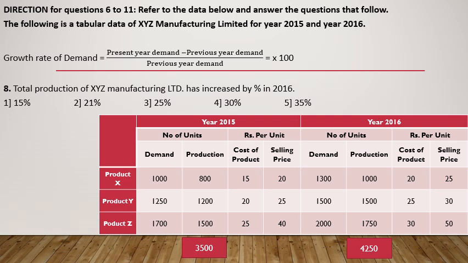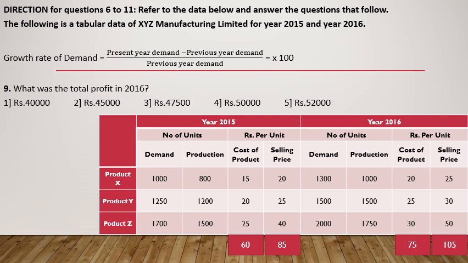The production in 2015 is 3500, and the production in 2016 is 4250. How much percent increment, we can easily check: the difference of 4250 and 3500, that is 750, divided by 3500 multiplied by 100. If we solve this, the answer will be 21.4%. But the options are not in decimals, so we will take the nearest value. The answer of this question will be 21%, right?